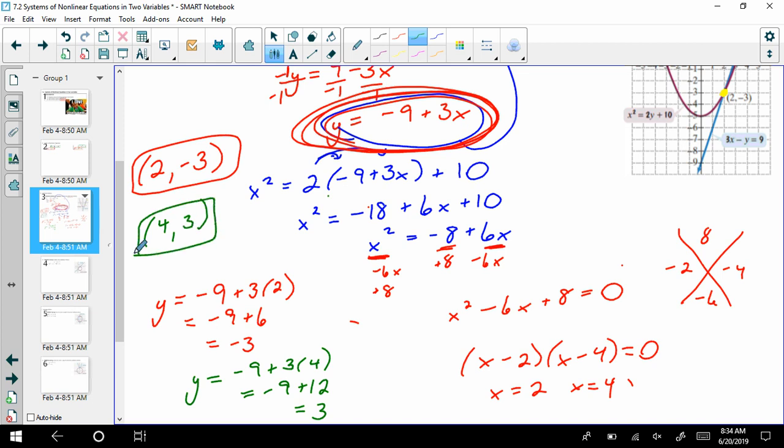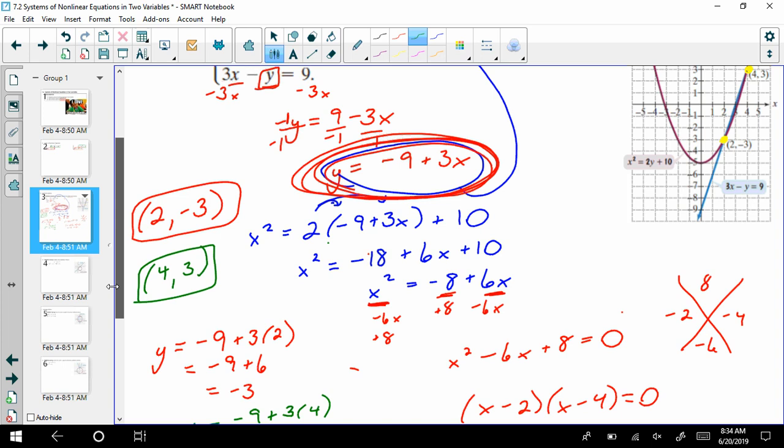And notice these two answers are exactly what we saw on the graph. We are basically finding the intersection of these two equations. So really the only thing that's different about today versus last time is you might have more than one answer. It depends on how the items are intersecting.